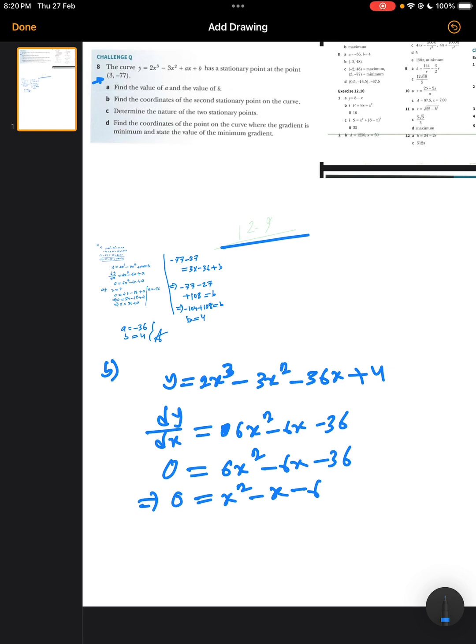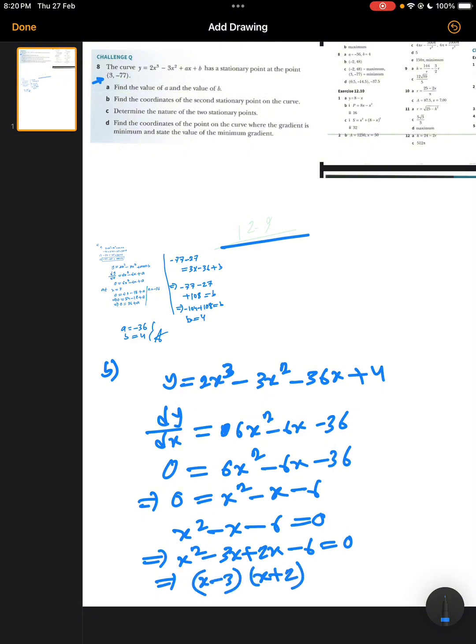What I have done here: I take 6 common from this part and I divided by 6 on the left hand side. Okay guys, so x² - x - 6 is equal to 0. So x², I am doing it, -3x + 2x here, -6 is equal to 0. I am skipping one line here: (x - 3)(x + 2) is equal to 0. So our first x value would be 3, that we have used in the first stationary point. So our second one would be -2. Okay, we will use this for part B.